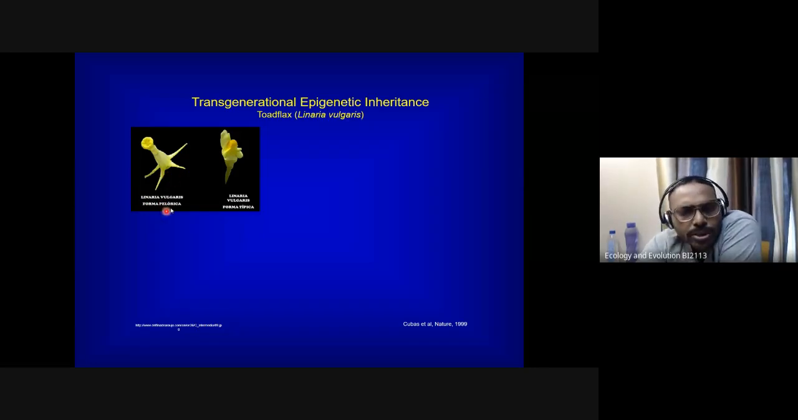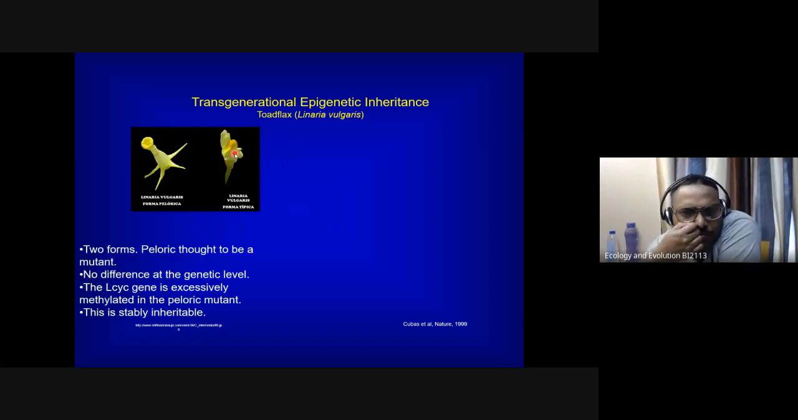So one form was this one, Forma pelorica, and the other was called Forma typica, in which the symmetry of the flowers is bilateral, not radial. Okay. Now, for a long time, people thought that this is happening because of 2 different alleles in the plant, because these guys bred true and these guys bred true. It was a very stably inherited thing.